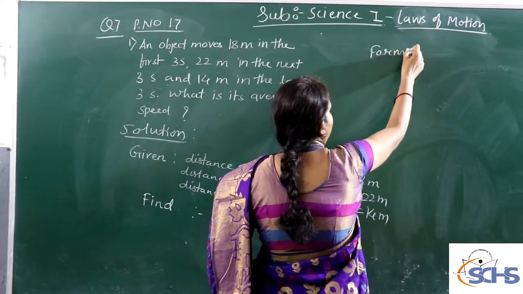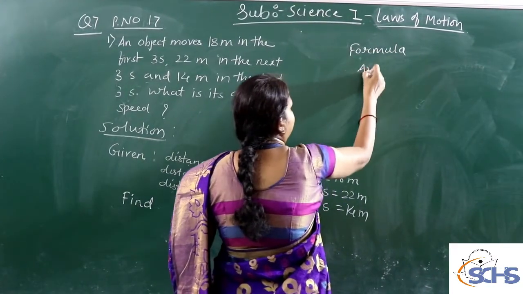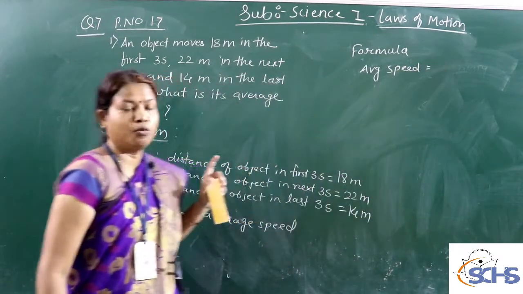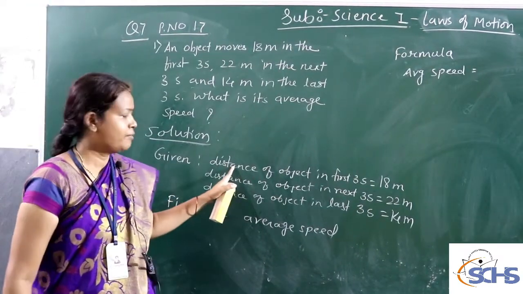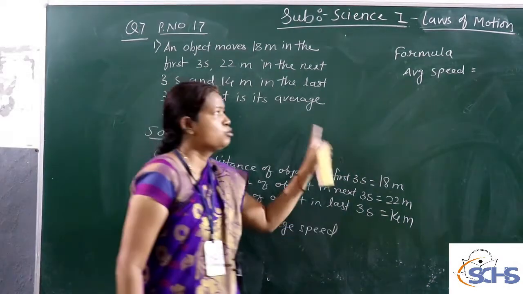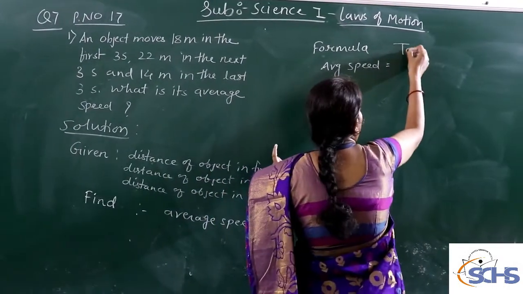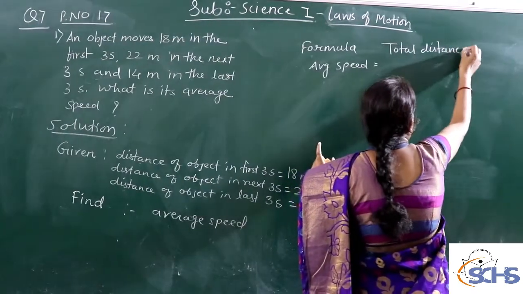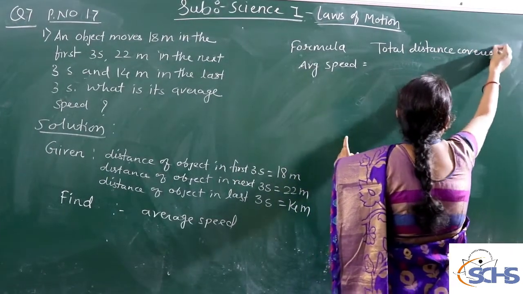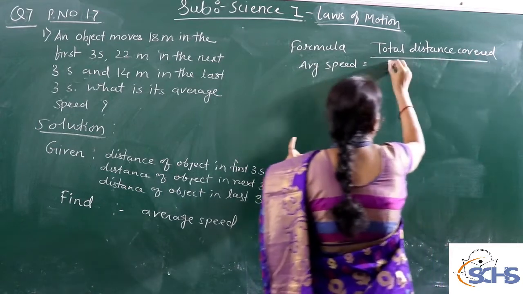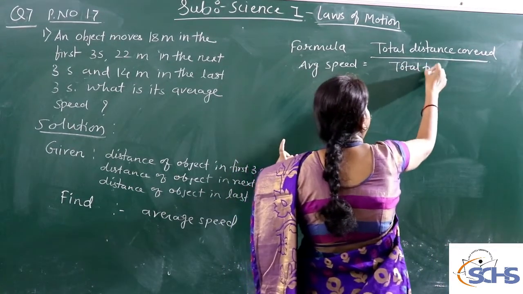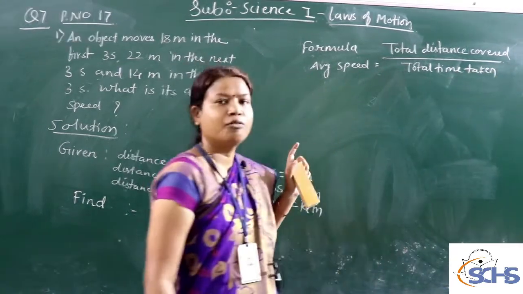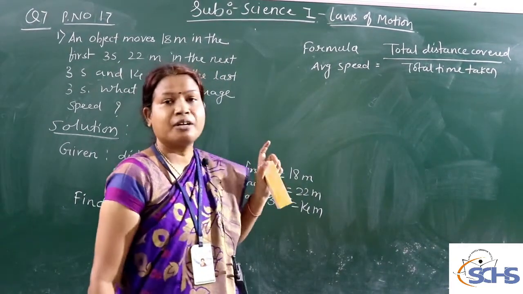Now write the formula. Formula for average speed is equal to, what is given? Distance is given and time is given. So total distance covered upon total time taken. This is our formula. Now it becomes very simple.